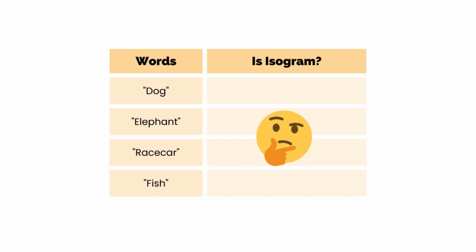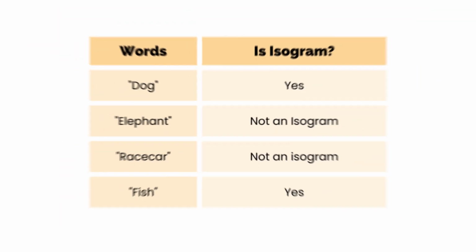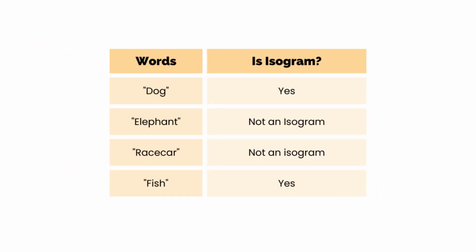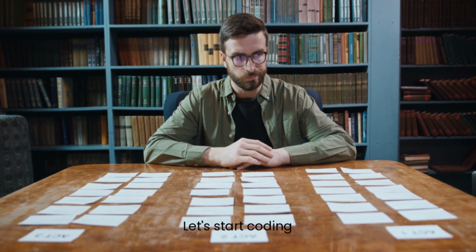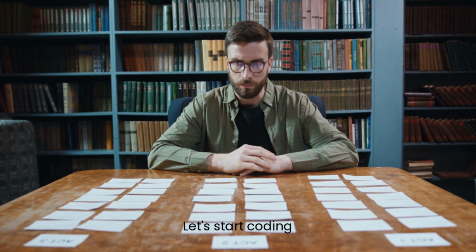Let's look at some examples of isograms and non-isograms. Can you see which words are isograms? Take a moment to pause the video and reflect on the answers before proceeding to the next segment of the video. Dog is an isogram. Elephant, not an isogram. Race car, not an isogram. Fish is an isogram. Now, let's see how we can check for isograms in JavaScript code.